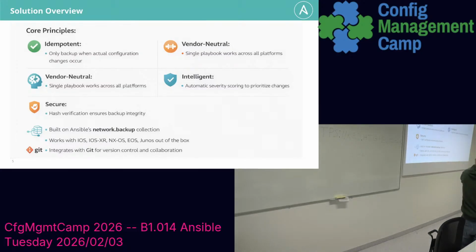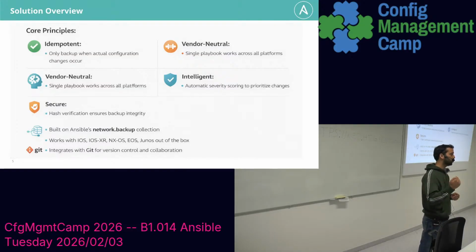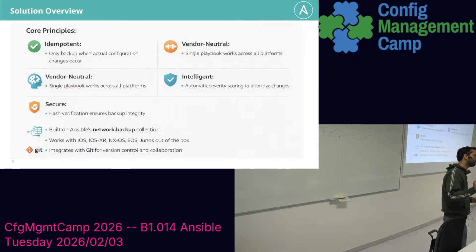Then comes some sort of intelligence which needs to be there. It could be us trying to score the kind of differences we are seeing in terms of the configuration. We talked about it. It could be interface-related changes where we are saying that maybe it is not that important, and we can simply go ahead with pushing those backup files.